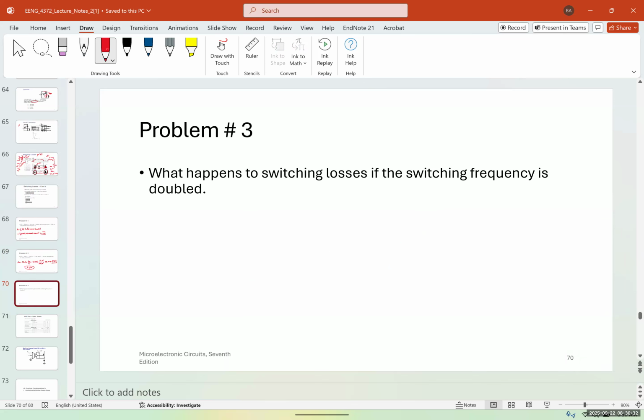Now the third problem: what happens to switching losses if the switching frequency is doubled? I'll give you a few minutes to think on it.